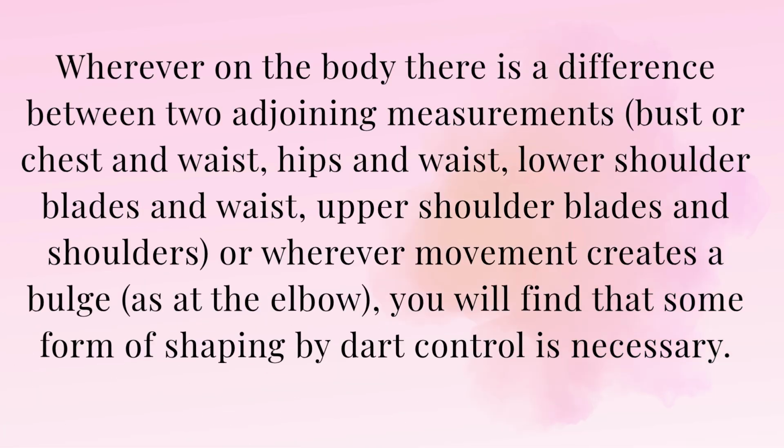Wherever on the body there is a difference between two adjoining measurements, bust or chest and waist, hips and waist, lower shoulder blades and waist, upper shoulder blades and shoulders, or wherever movement creates a bulge, as at the elbow, you will find that some form of shaping by dart control is necessary.